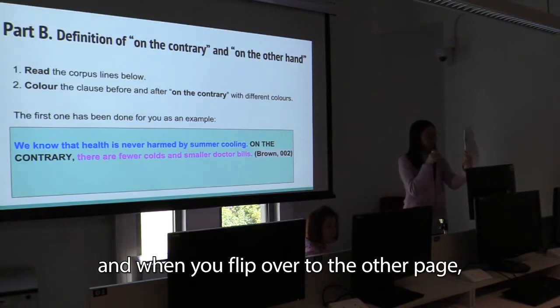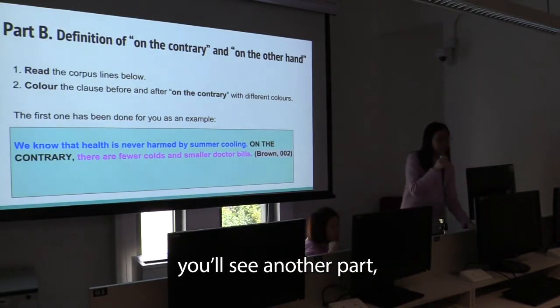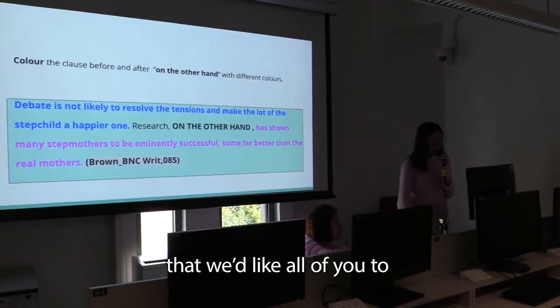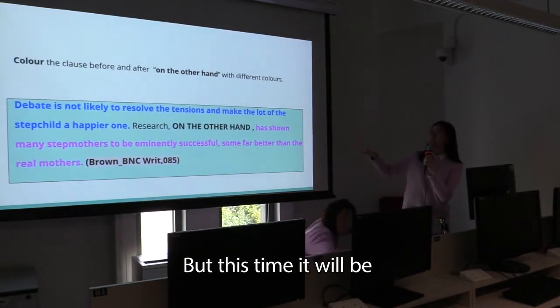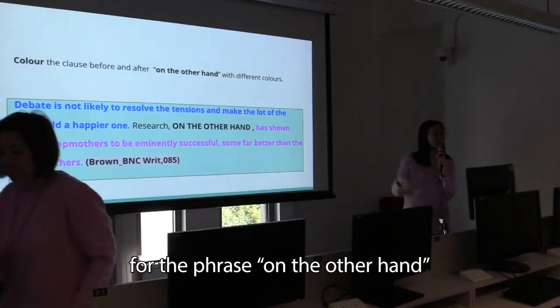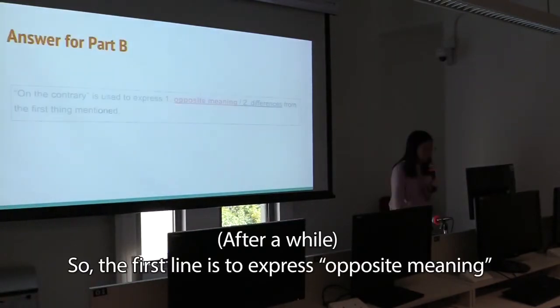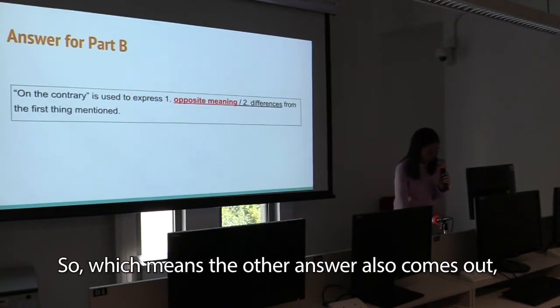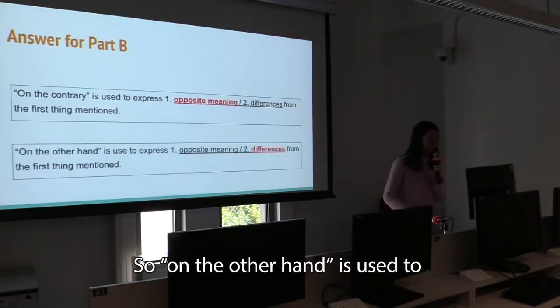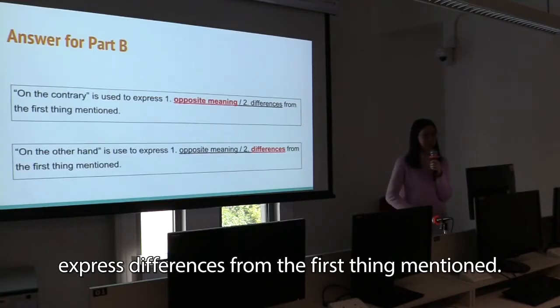And when you flip over to the other page, you will see another part where we would like all of you to color the clauses, do the same thing, but this time for the phrase on the other hand. So the first one is to express opposite meaning. So, which means that the second answer also counts out. So, on the other hand, is used to express differences from the first thing mentioned.